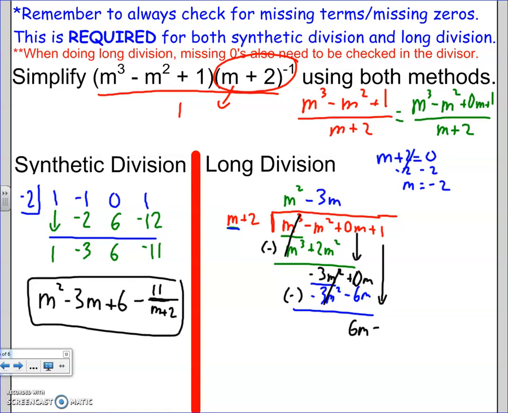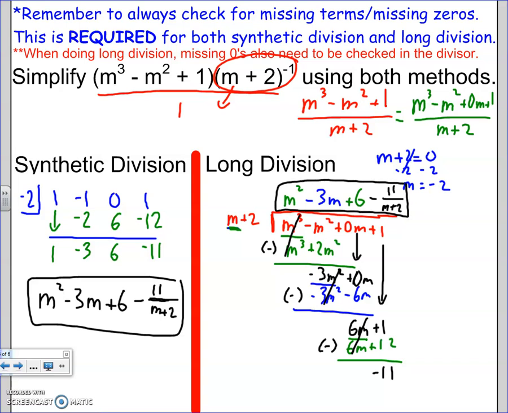Bring down this 1. Repeat the process one last time. So how many times does m go into 6m? It goes in +6 times. 6 times m is 6m. 6 times 2 is +12. We're doing the opposite. So 6m minus 6m cancels out. 1 minus 12 is -11. There's nothing else to bring down. That is our remainder. So I write -11 over the thing we're dividing by, m plus 2. That is the answer. Same answer we got when doing synthetic division, the shortcut.